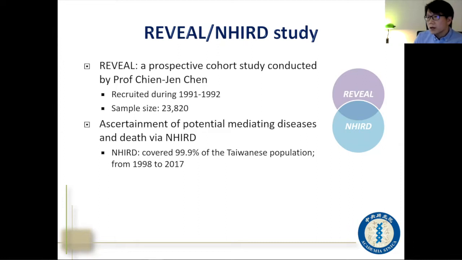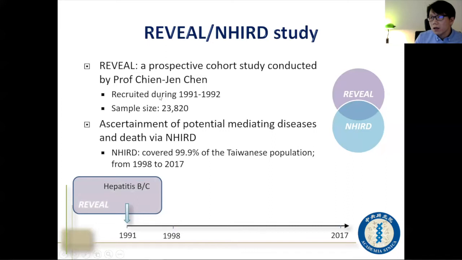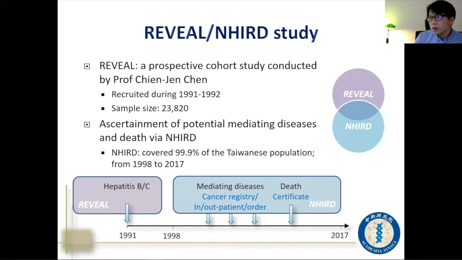The motivating data is a cohort study conducted in Taiwan by Professor Chen Jianren. They recruited about 23,000 participants during 1991 and 1992 and followed them prospectively, so it's more than 25 years of follow-up. Then we linked this cohort to a large nationwide database to determine disease incidence and mortality. At study entry, the cohort measured hepatitis infection status. During the follow-up, we linked to the National Health Insurance Research Database to determine the occurrence of diseases and mortality.